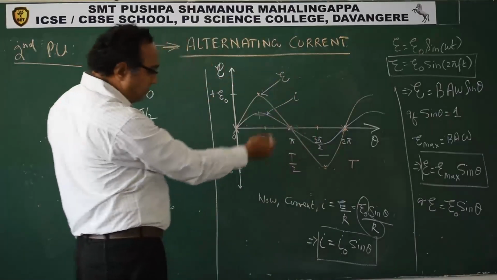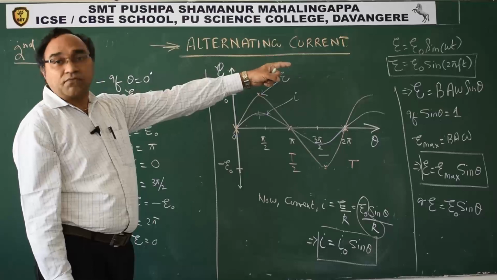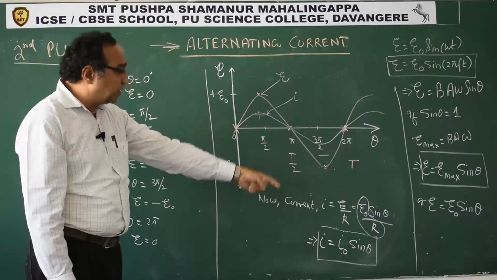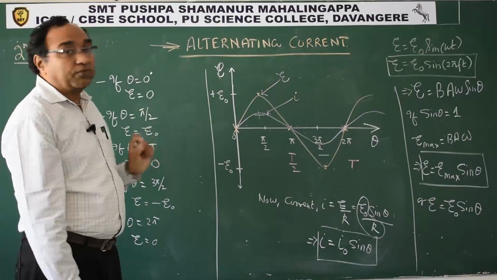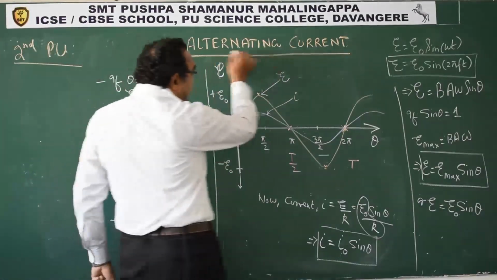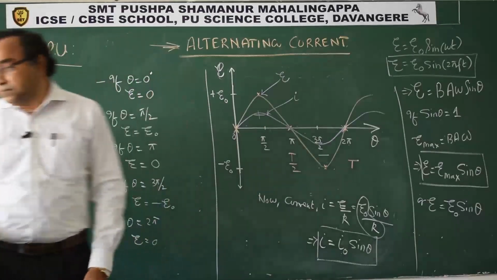In the same way you can write the expression for current also. I can also be written as I naught sine of omega t. I can also be written as I naught sine of 2 pi ft. That is how expressions for alternating current and alternating EMF are to be recorded.